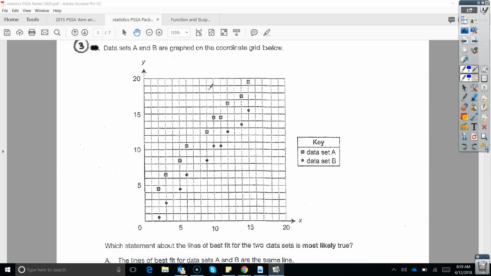And then if we look down at the question, it says, which statement about the lines of best fit for the data sets is most likely true? So what we want to do in this case, right now, if we look at this, there is not any line of best fit there. So what we could do is draw a sketch of what we think the line of best fit is. I'm doing this on my computer, so I'm going to have a hard time drawing a straight line, but I'm going to see what I can come up with.